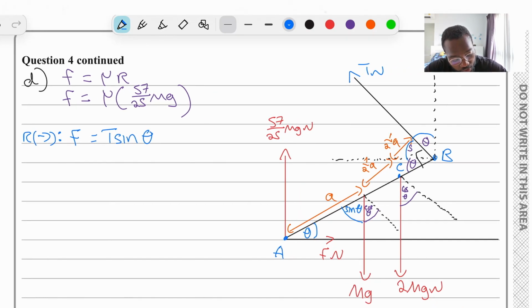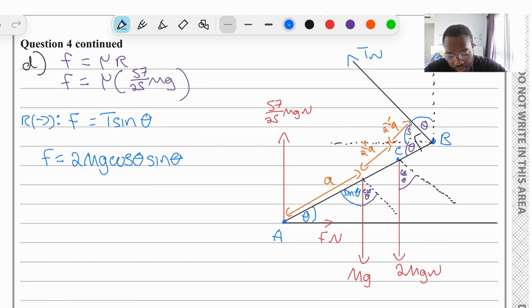So now, what do we know about this? Well, we know that our F value is equal to, because T was 2mg cosine theta, 2mg cosine theta times a sine theta. Now, we know from an earlier question, I believe from part B, that we are told that cosine theta is equal to 3 over 5.